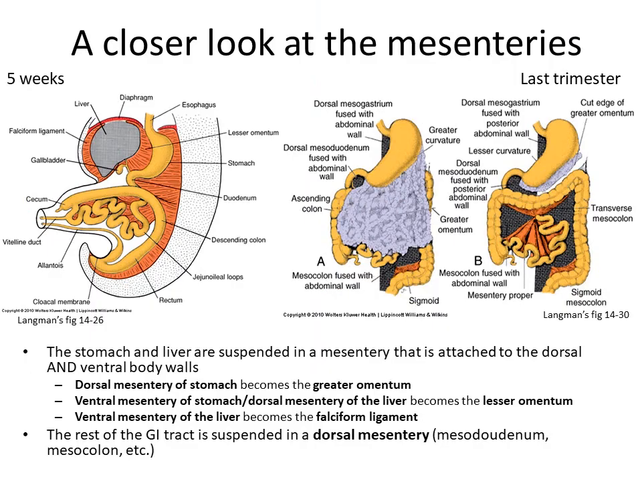A closer look at the mesenteries. The stomach and liver are suspended in mesenteries that attach to the dorsal and ventral body walls. So the dorsal mesentery of the stomach becomes the greater omentum, as we said, and the ventral one becomes the dorsal mesentery of the liver and becomes the lesser omentum. The ventral mesentery of the liver becomes the falciform ligament. The rest of the GI tract is suspended in a dorsal mesentery, the mesoduodenum and mesocolon.